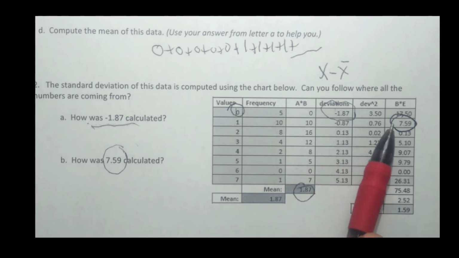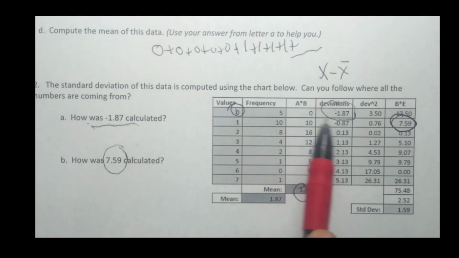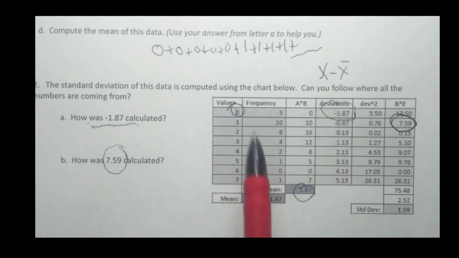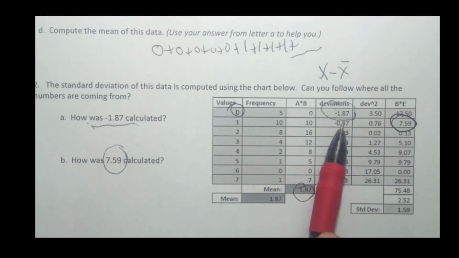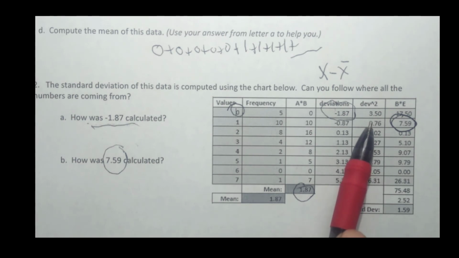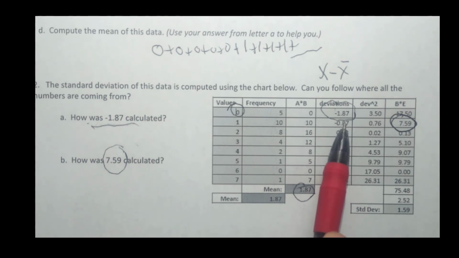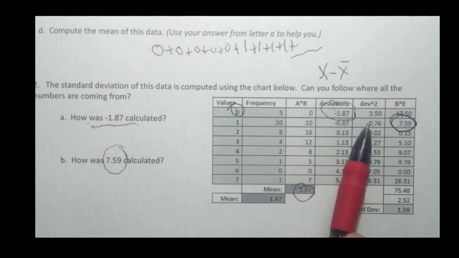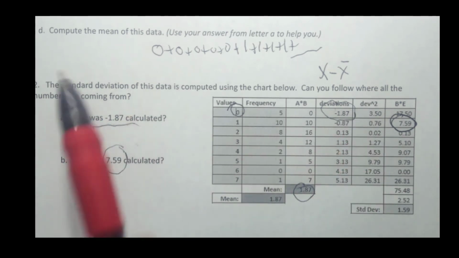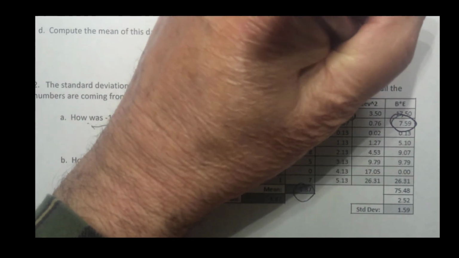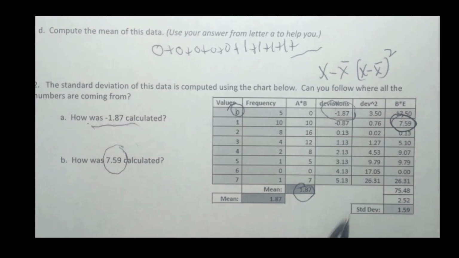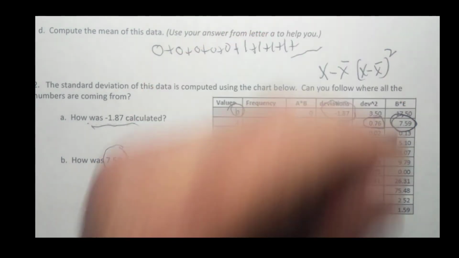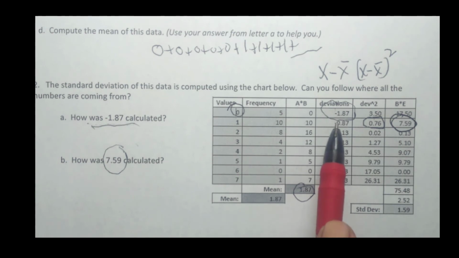Well, first of all, let's see how this was calculated. This was calculated by going 1 minus 1.87, which would be a negative 0.87. This was calculated by going negative 0.87 times negative 0.87, right? Because this here is this formula. So that's how they got 0.76. They squared this number.